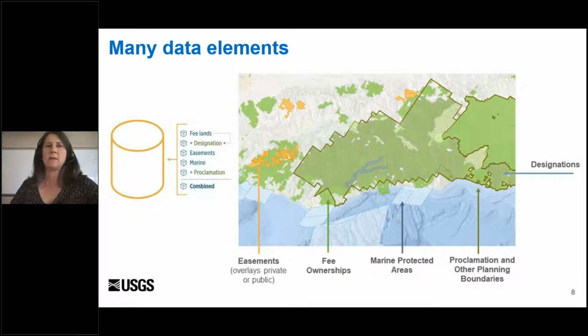Management designations that overlay ownership, such as wilderness, are also included along with marine protected areas and various planning boundaries. The flexible PAD-US geodatabase structure separates each element and combines files such as fee plus easement to support data management and various applications. Next slide.